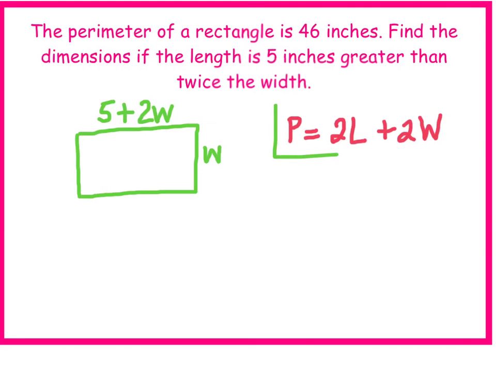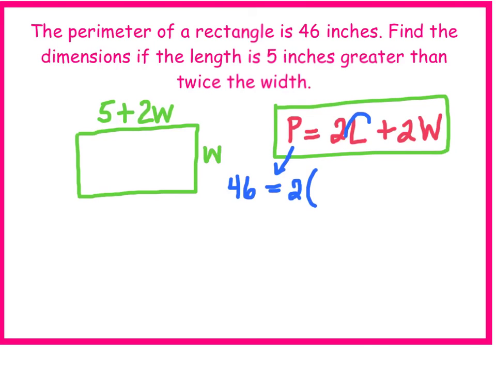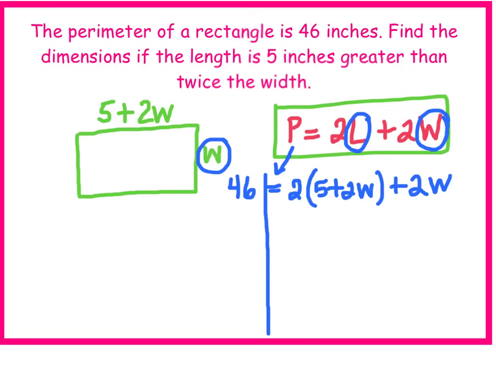Now let's go over to our equation and see if we can plug in what we know. We do know what the perimeter is. The perimeter is 46. We know that we have to take 2 times the length. The length is 5 plus 2w. And then plus 2 w's. And the width is just w, so we can leave it as a w. Okay, now if we solve this equation, this is going to tell us what the width is. So pause the video here, go ahead and solve for the width.